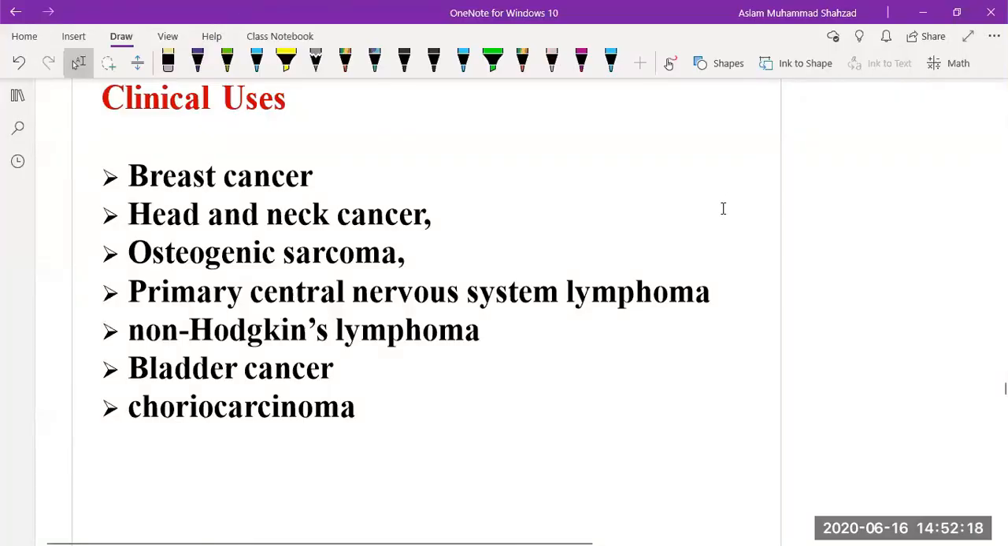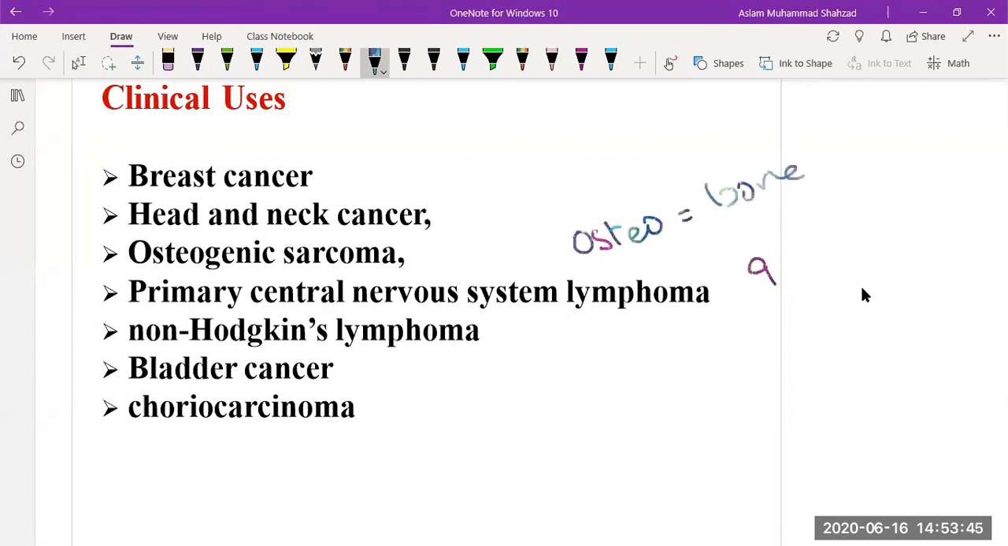It is used for the treatment of breast cancer, head or neck cancer, and osteogenic sarcoma. What is osteogenic sarcoma? Osteogenic sarcoma is a sarcoma, or in simple words, cancer of the bone, as we see the word osteo. Wherever the term osteo comes, it means bone. So genic means genesis. So cancer of the bone is explained in terms of osteogenic sarcoma.